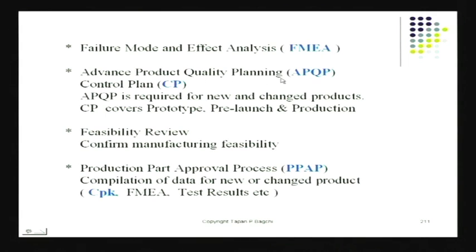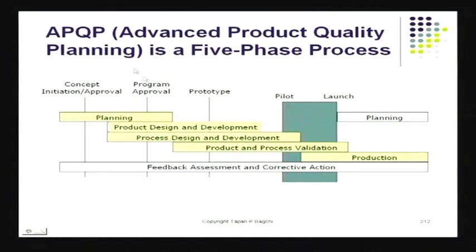Advanced product quality planning also has to be done if you're going to be registered under QS 9000. You also should be doing something called the production part approval process. Before you go into production, if you've changed a part or designed a new part, you have to go through this PPAP procedure. And you're also supposed to measure your Cpk. This was not a requirement in ISO 9000, but in QS 9000, Cpk is a requirement. And this is a 5-phase process, APQP, Advanced Product Quality Planning. Before you go into commercial production, you're supposed to do product quality planning.